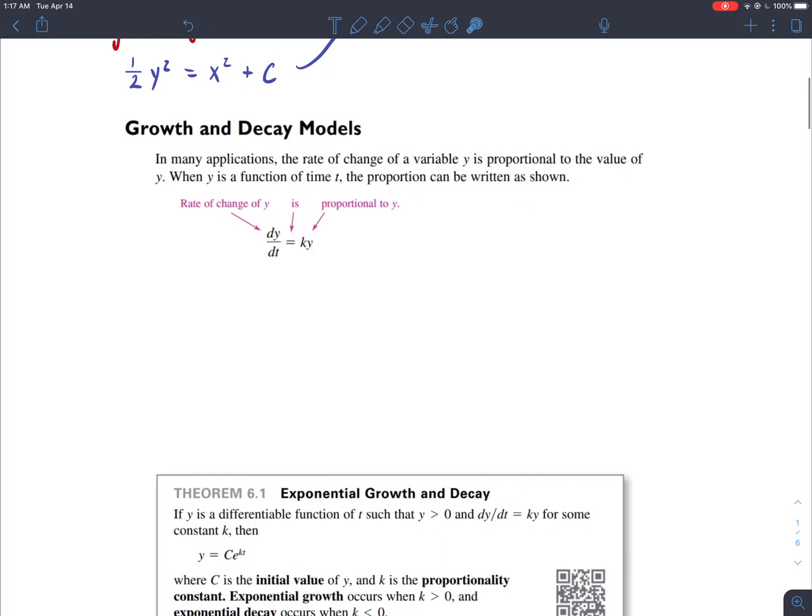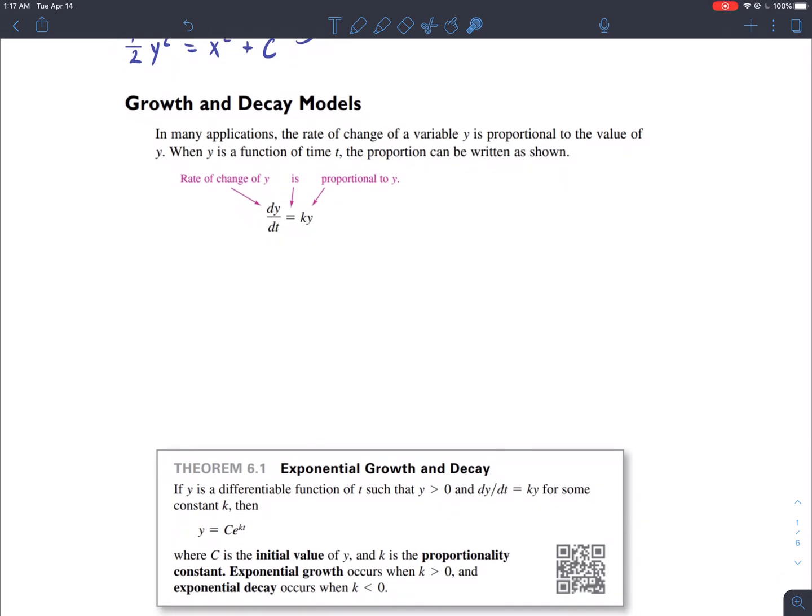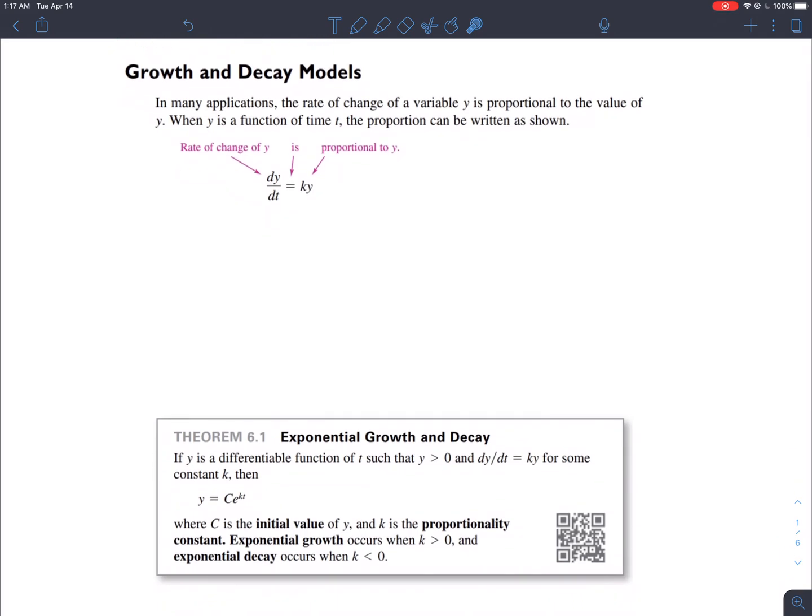Growth and decay models. This is where the bulk of the lesson today is going to focus. In many applications, the rate of change of the variable y is proportional to the value of y itself. That statement right there is basically the foundation statement for this lesson.